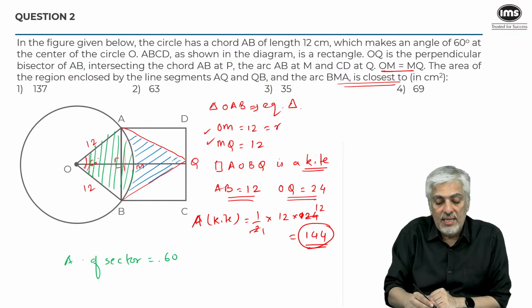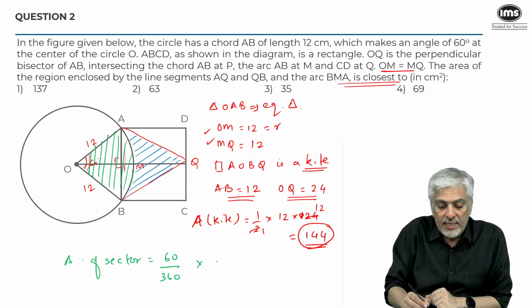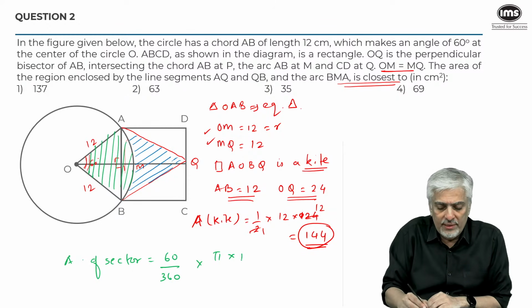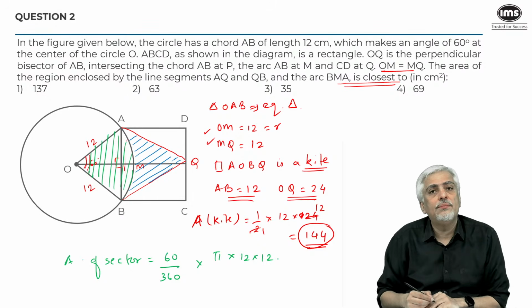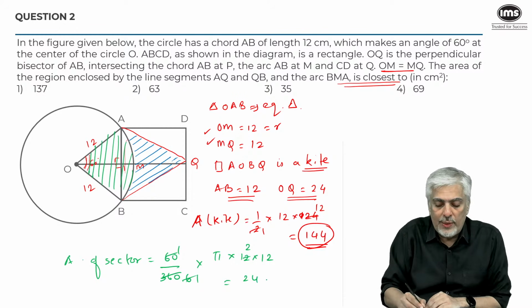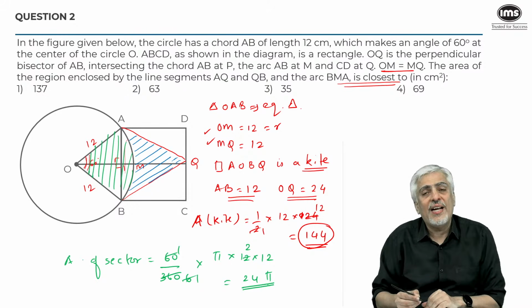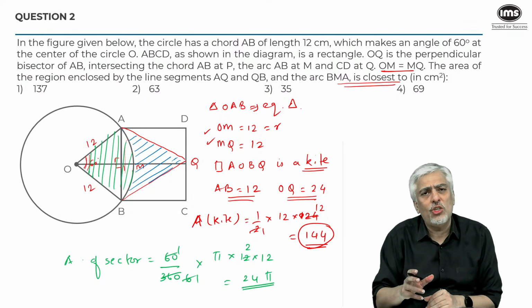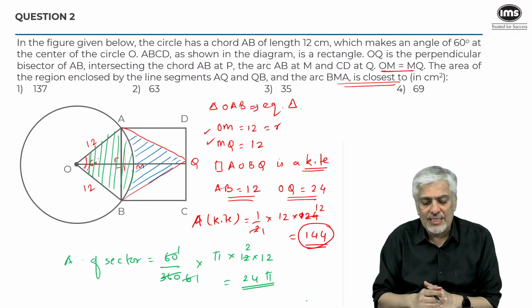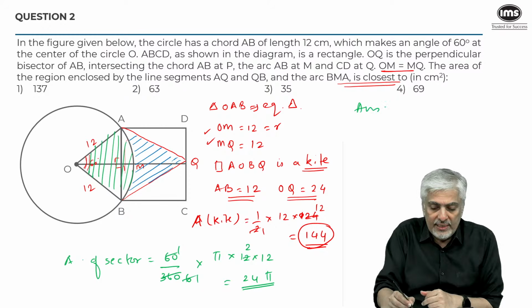Theta, which is 60 upon 360, into pi, which is 22 upon 7, or we'll take the values later, into 12 into 12, right? 60 upon 360 is 1 upon 6, so it is approximately 24 pi. Find the value of 24 pi approximately. If you all want, you can use a calculator, or do it in decimals. Use 22 upon 7 or 3.14, it will not matter. So your final answer is 144 minus 24 pi.